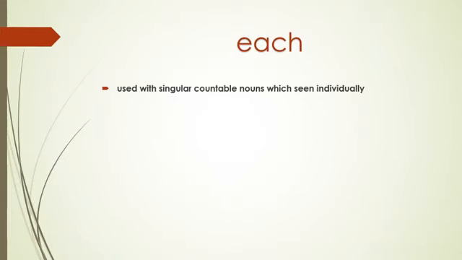Like the example here. Each student is given a new book. So student here is singular. It is countable. And it is looked at individually. I looked at them and talked about each student among them. So each is followed by singular and countable.